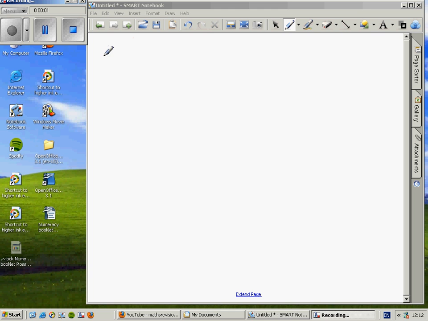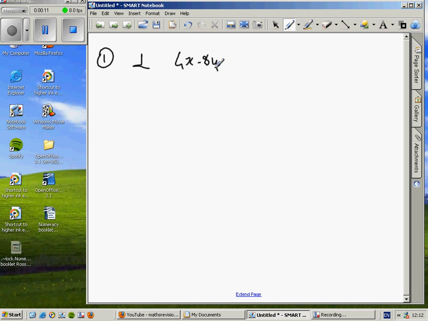Homework, exercise 2, question 1. What is the gradient of a line perpendicular to the line with equation 4x minus 8y plus 3 equals 0? And the options are as follows: A minus 4, B minus 2, C 4, or D 8.